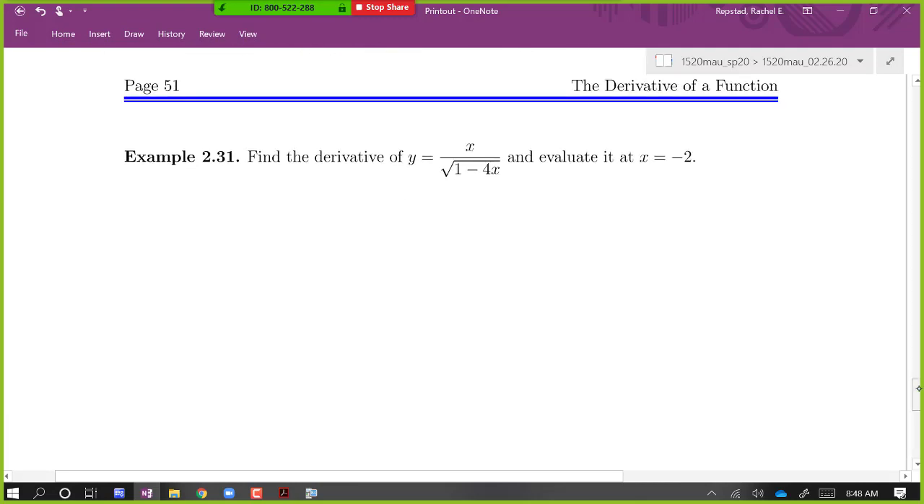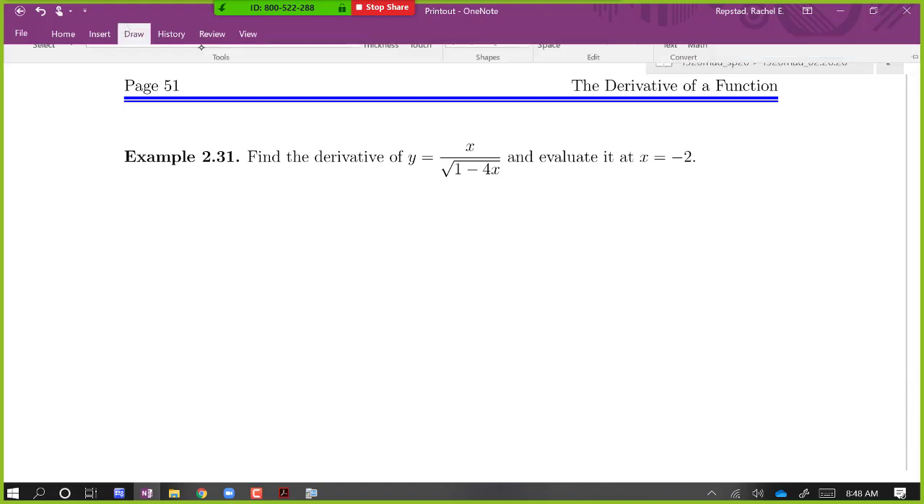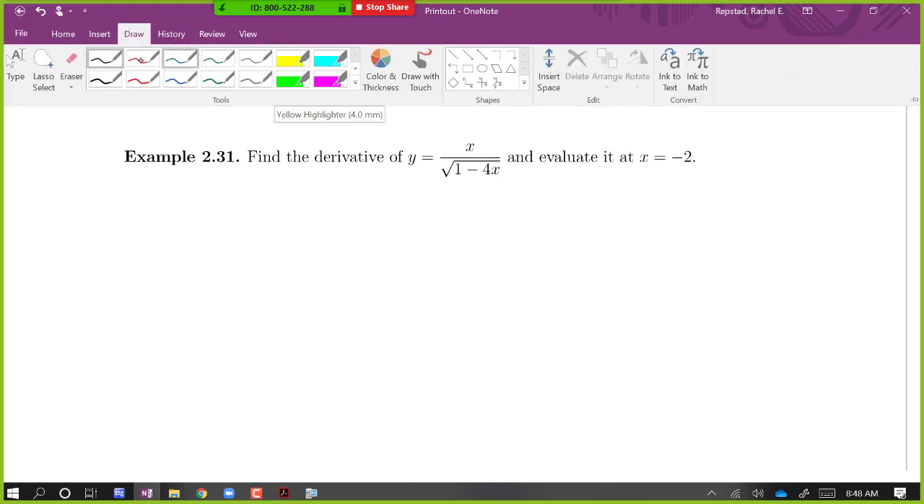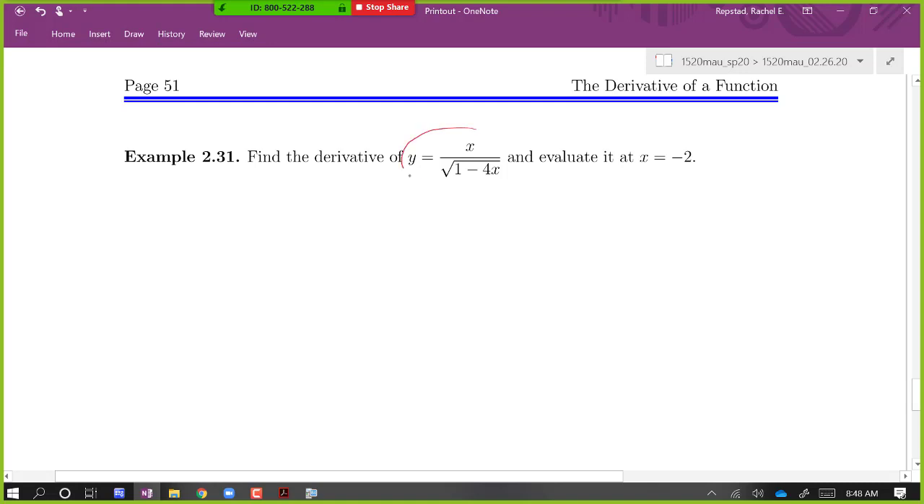We're going to find the derivative of this function, x divided by the square root of 1 minus 4x, and then we're going to evaluate it when x is -2. Let's take a look at the overall structure of this function. What do we have to use to help us find this derivative?